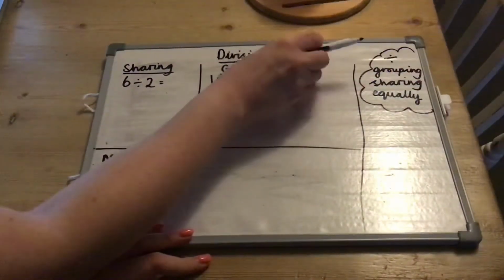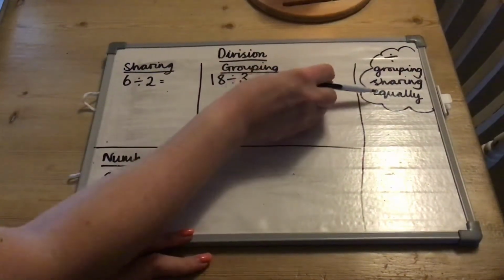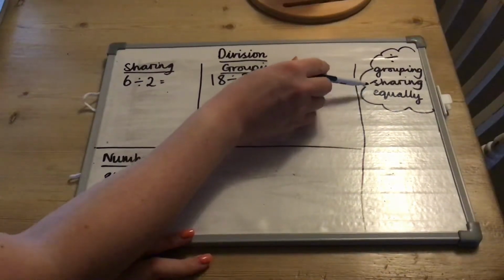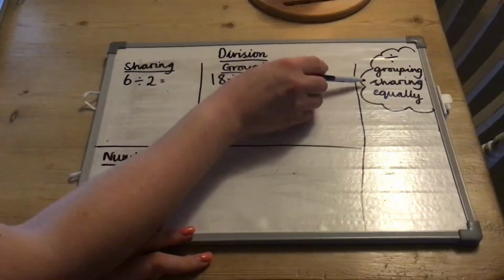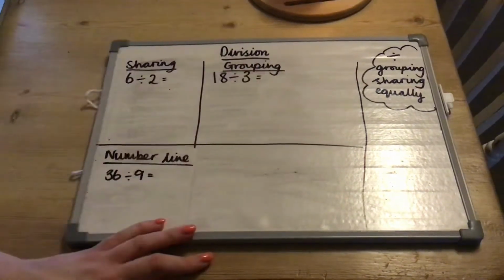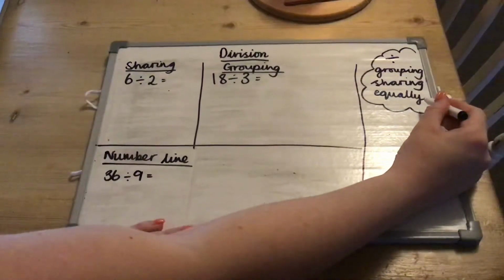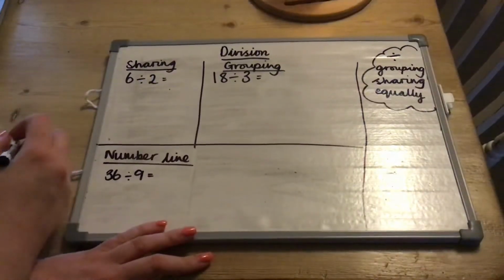So we've first of all got grouping, then we've got sharing, and the most important really is the word equally, because it's really important to remember when you're dividing, when you're sharing, all groups have to be equal. And it's then, if they're not equal, that we start to ask questions about our methods.